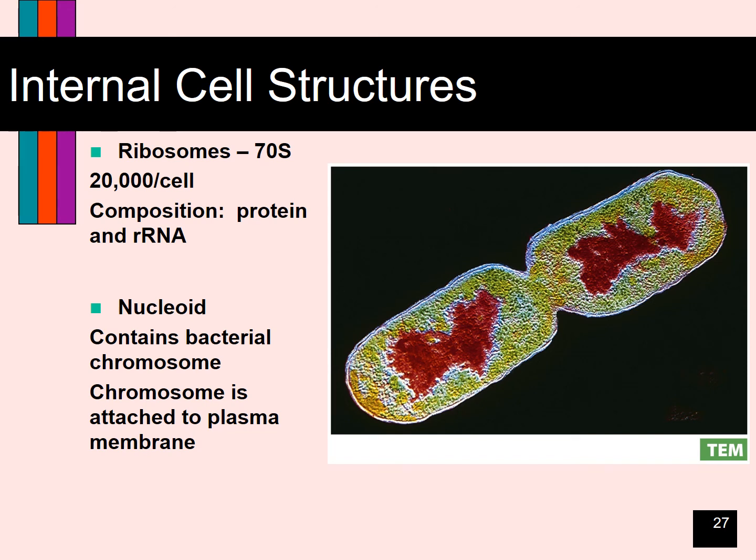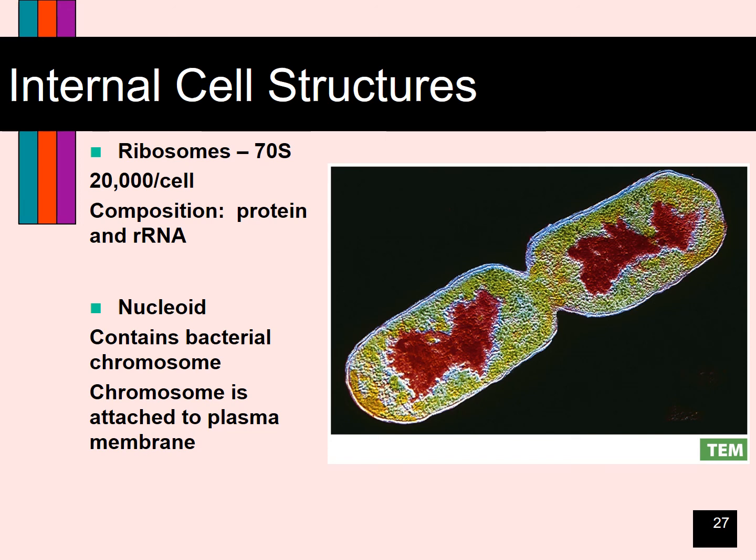So we'll talk about several internal cell structures, including the ribosomes, the nucleoid. We'll talk about some inclusions, and then also we'll talk about spores. And we'll talk more about sporulation in lab as well.